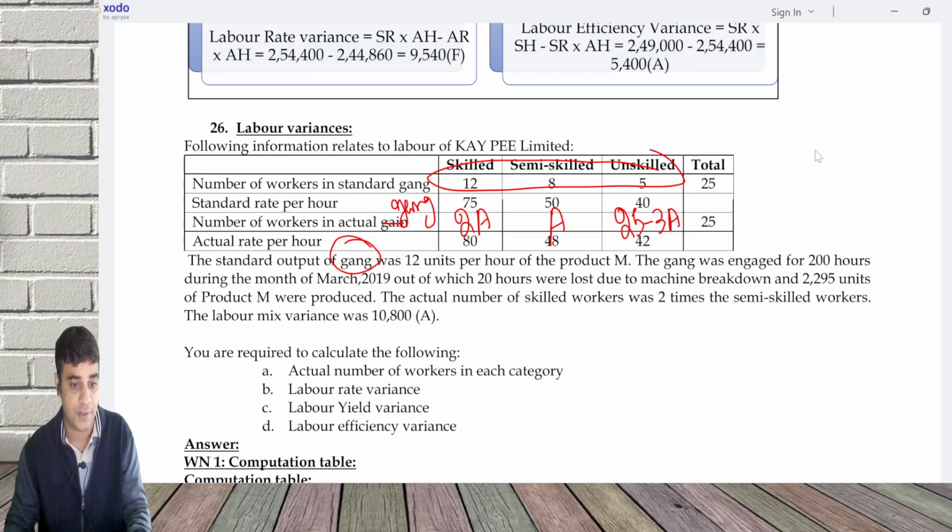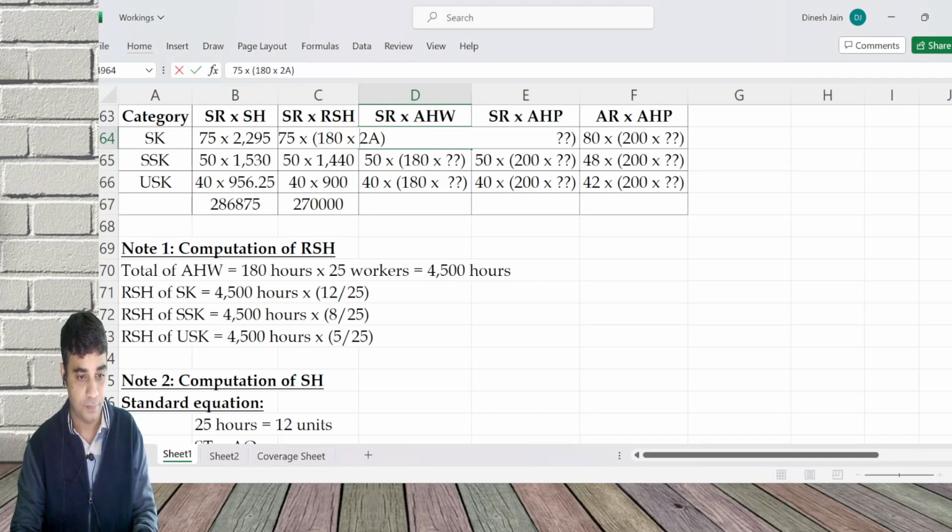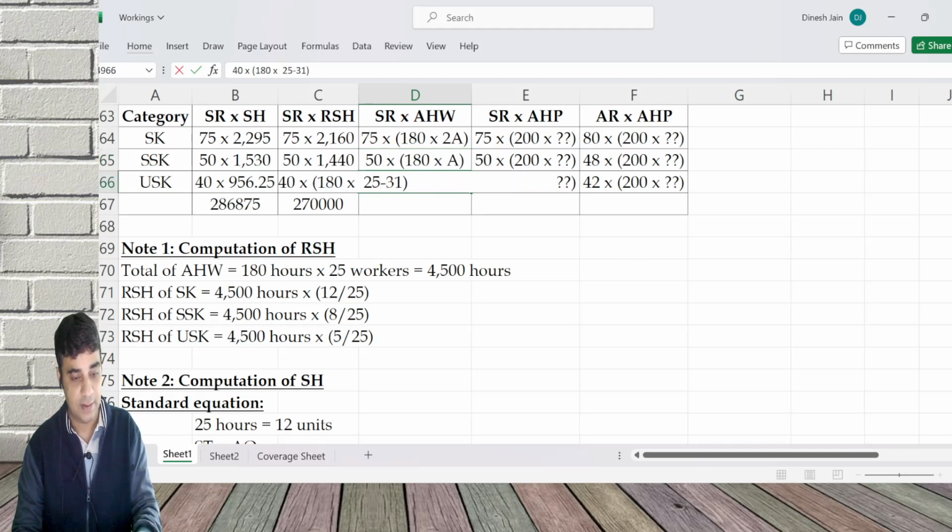Now what is the use of this is, you need not write this part here, but technically this into 2A, this into A, this into 25 minus 3A.